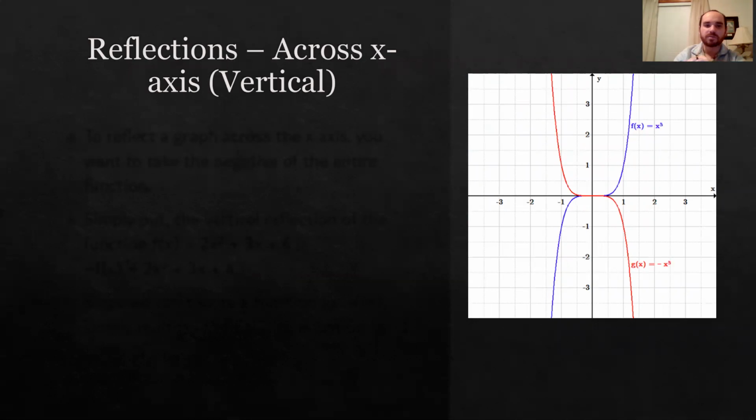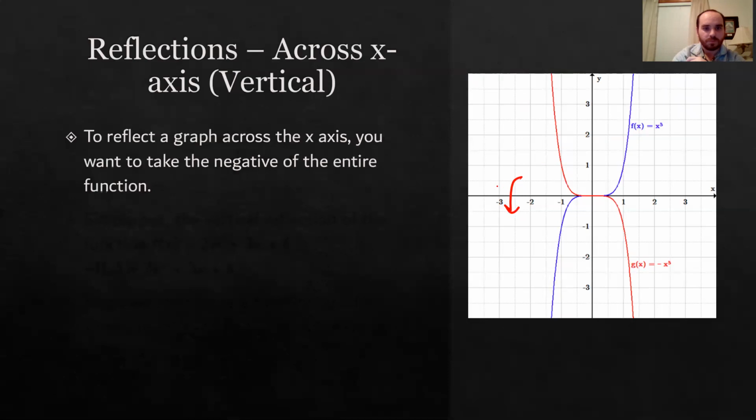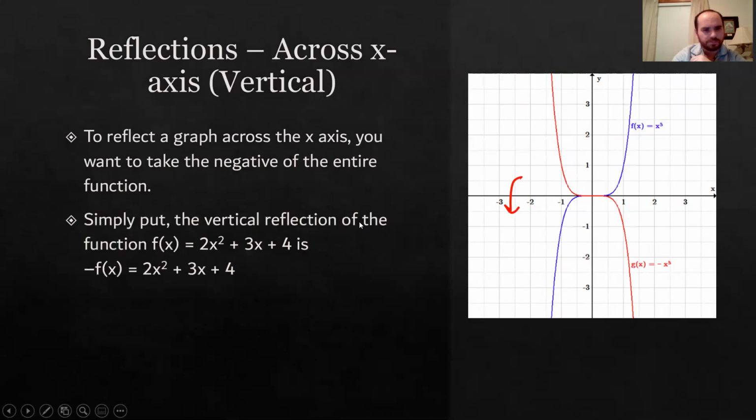So the last one we're going to talk about is reflections. There are 2 different kinds. You can go across the x-axis like this, or you can go across the y-axis like this. We are currently looking at across the x-axis. So that's the vertical one. Although I think this is actually a picture of a y-axis one. That's really interesting. I'm not sure why I used this graph. This is not the right graph for this.